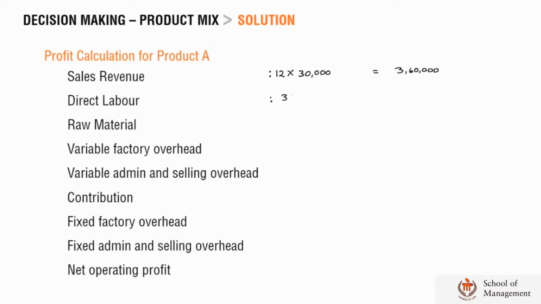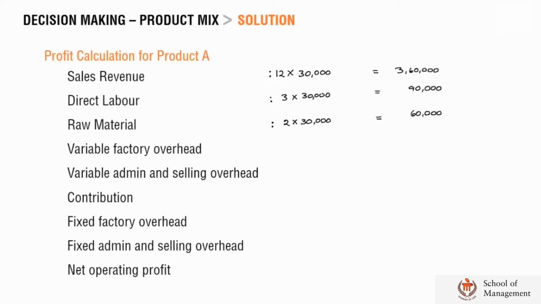Direct labor is 1/4 of the sale price, and since the price is 12 rupees, we have the cost of labor as 3 rupees into 30,000 units, which will be 90,000, and raw material is 2/3 of labor cost, which is therefore 2 rupees into 30,000 units, and so you have 60,000 rupees as raw material cost.